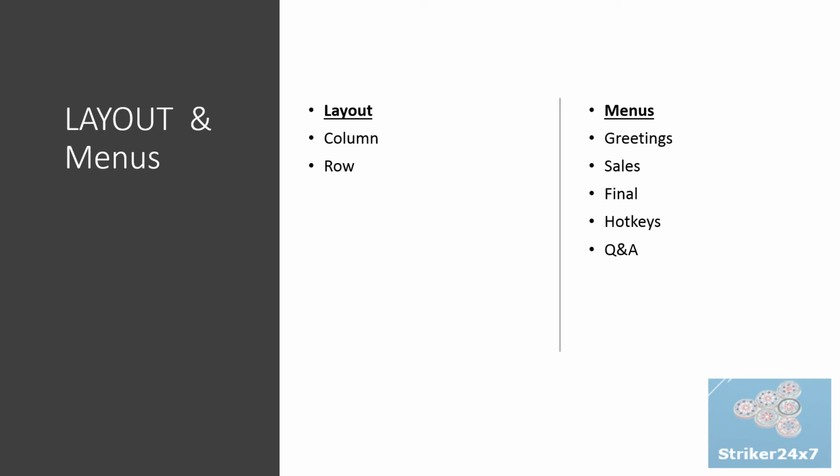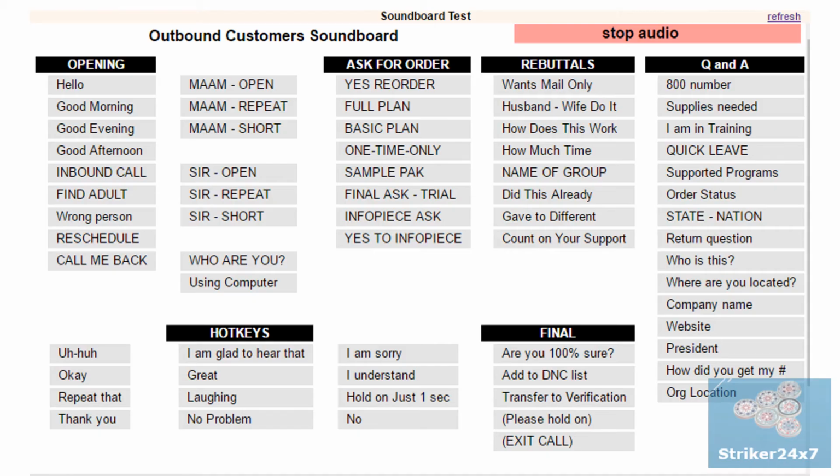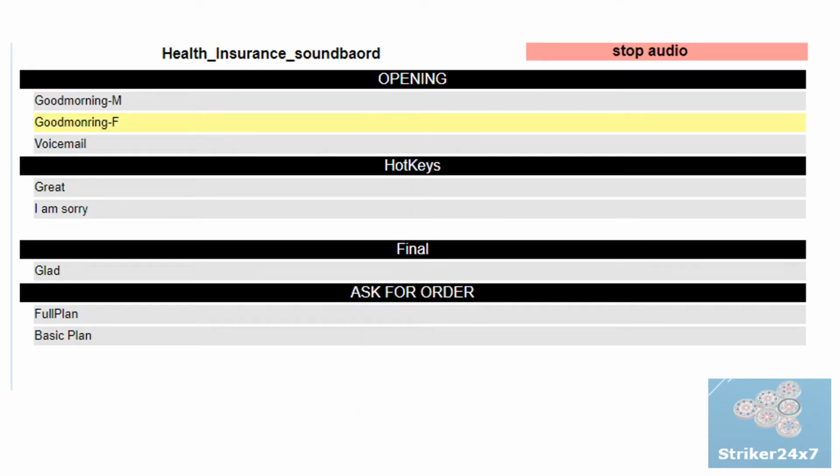Before starting to create a soundboard, we need to know what layout to use and what menus to create. For layout, we have two options, column and row type. Create menus in such a way that the agent can easily understand the flow. This is an example of column layout. I personally recommend this layout, as it's easy for the agent to understand, and you can explore more audios. This is an example of row layout. I personally hate this layout, as it occupies the whole page.